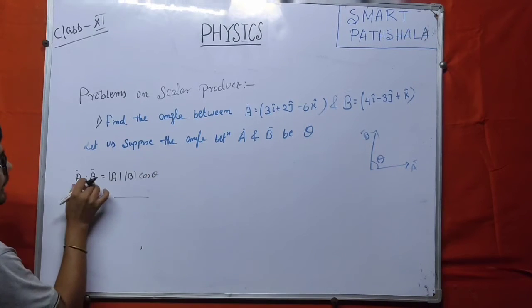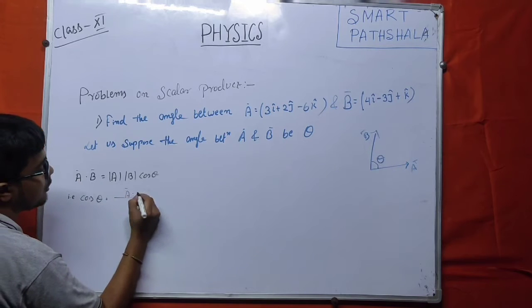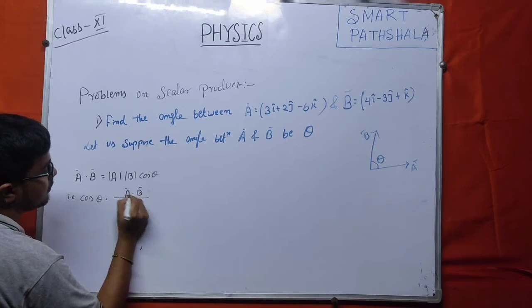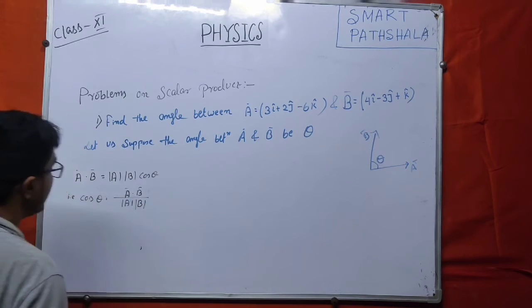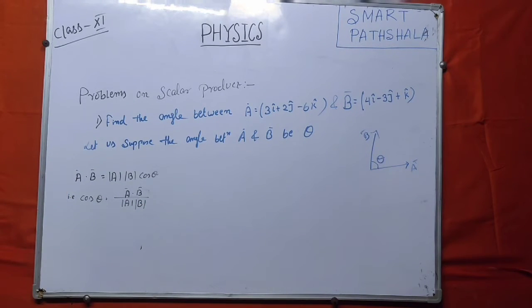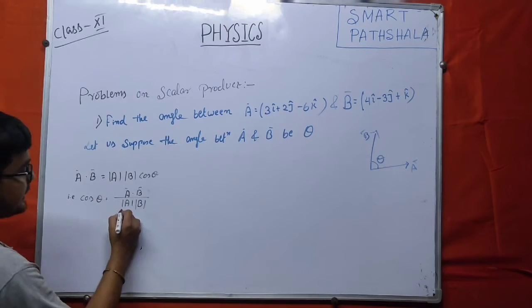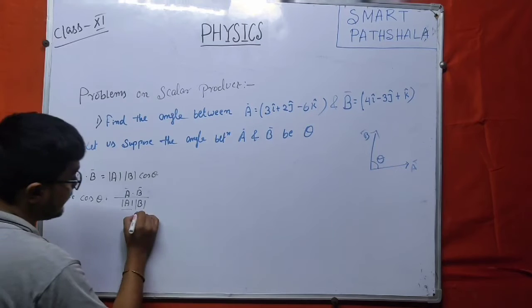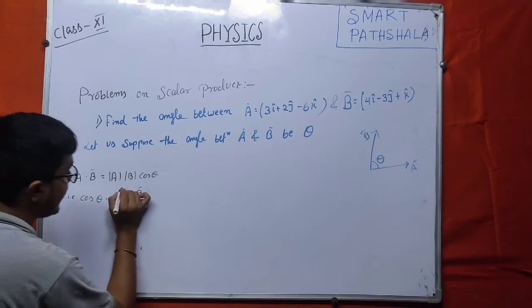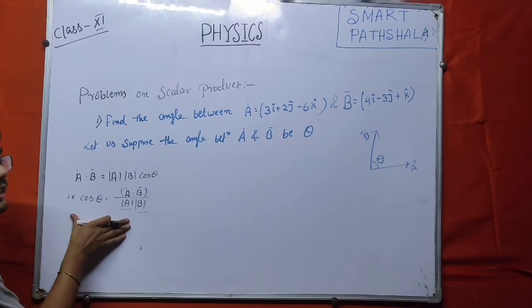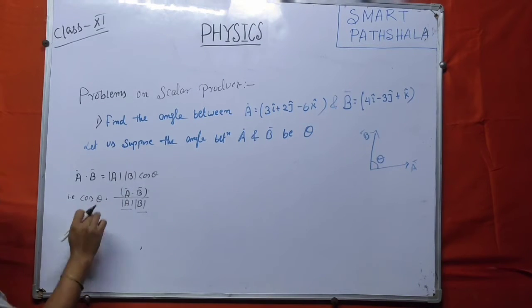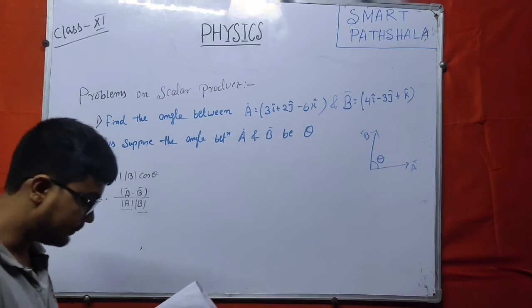Cos theta equal to A vector dot B vector by mod A mod B. So, to find the angle between these two vectors, we will first determine mod A, then mod B, then A dot B. Then we will put all these values in this formula and we will find the angle theta.